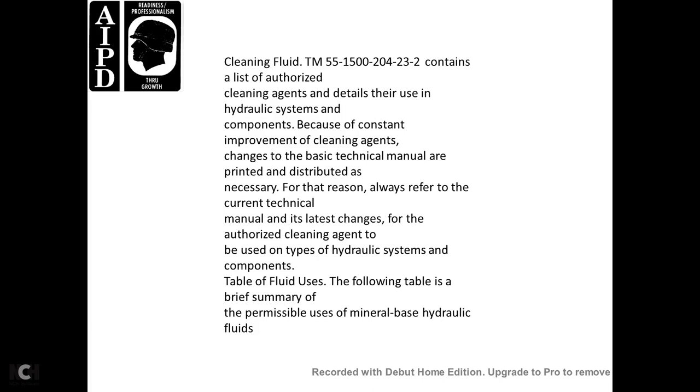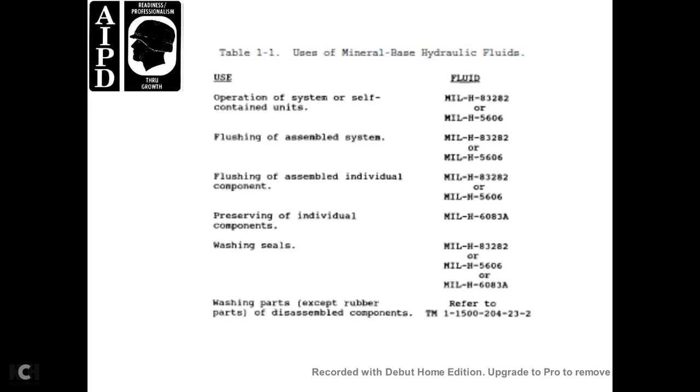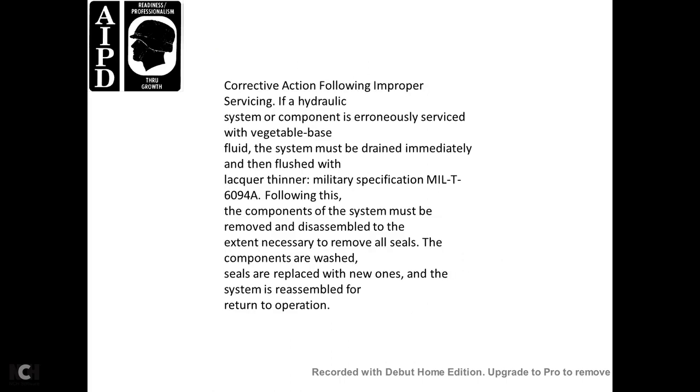The use for the type of hydraulic system components is in the tables of fluid use. The following tables are a brief summary of the permissible use of the mineral-based hydraulic fluids. Table 1, use of the mineral-based hydraulic fluids. Operation of the system of the self-contained units, fluid flushing, reassembled system flushing, assembled individual components, preserving individual components, and washing seals. Washing parts except rubber parts and disassembled components.